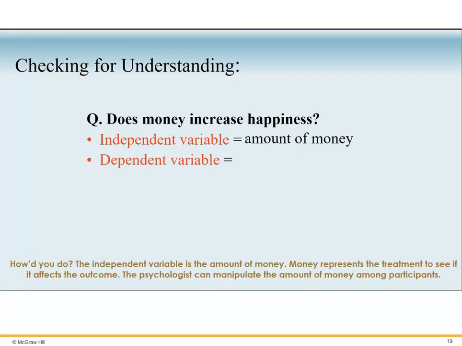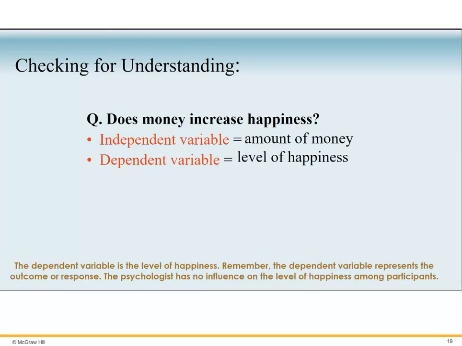How'd you do? The independent variable is the amount of money. Money represents the treatment to see if it affects the outcome. The psychologist can manipulate the amount of money among participants. The dependent variable is a level of happiness. Remember, the dependent variable represents the outcome or response. The psychologist has no influence on the level of happiness among participants.